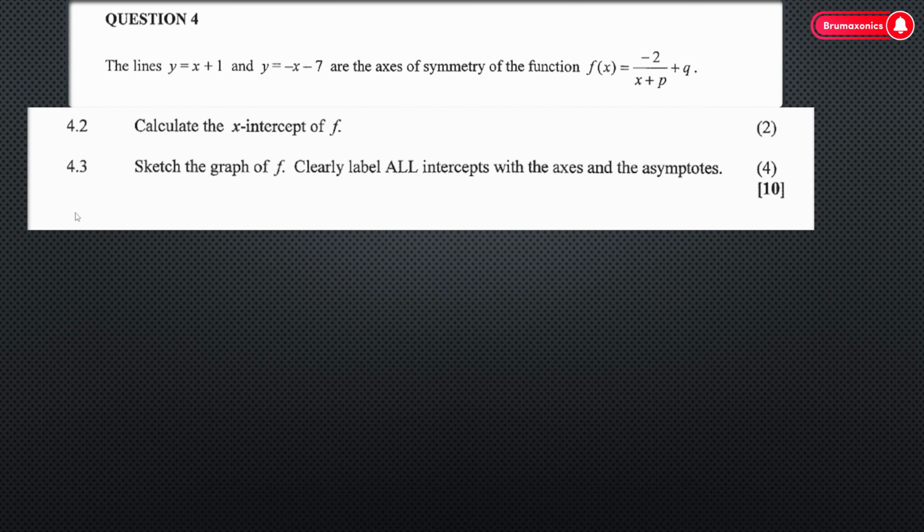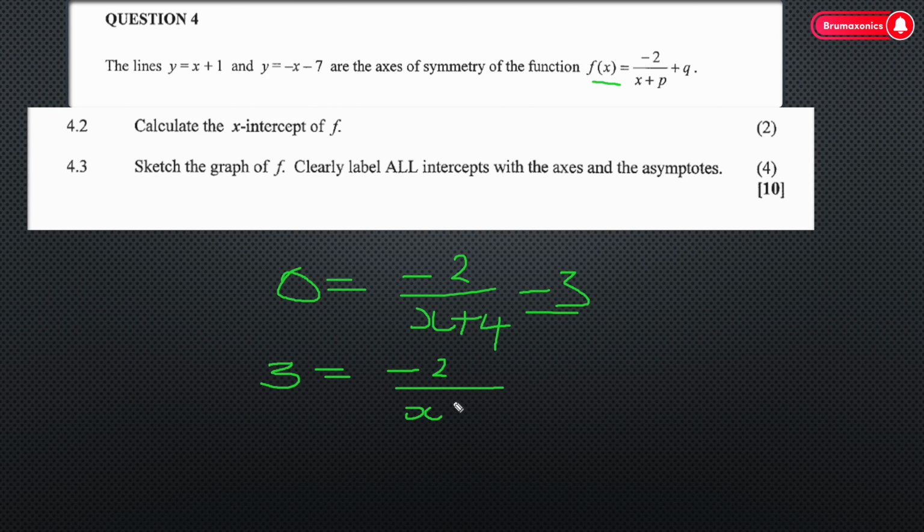So let's continue to our next question and see how we can solve it. Our next question says to calculate the intercept of f, and this will be the equation. So that means that we can now say that where f of x or y is equal to 0, what will happen to our equation? So we're going to say 0 is equal to negative 2 all over x plus 4 minus 3, right? Let's take this to the other side. 3 is equal to negative 2 all over x plus 4. So remember the cross multiplication. So we can cross multiply now with x plus 4, right?